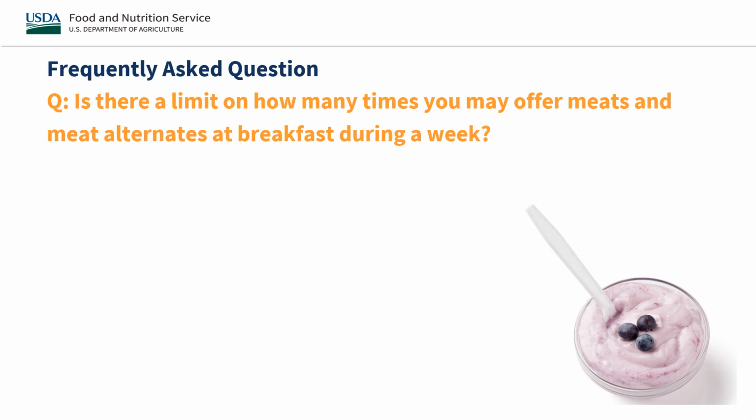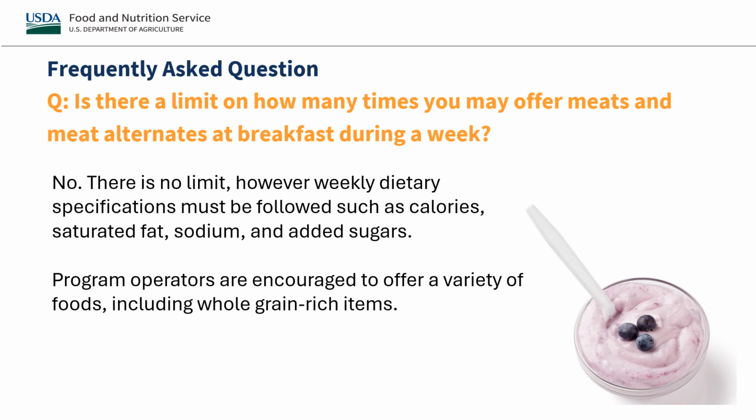Next question. Is there a limit on how many times you may offer meats and meat alternates at breakfast during the week? No, there's no limit on the number of times you may offer meats and meat alternates at breakfast. However, weekly dietary specifications must be followed, such as saturated fat, calories, sodium, and added sugars. Program operators are encouraged to offer a variety of vegetables, including whole grain-rich items.